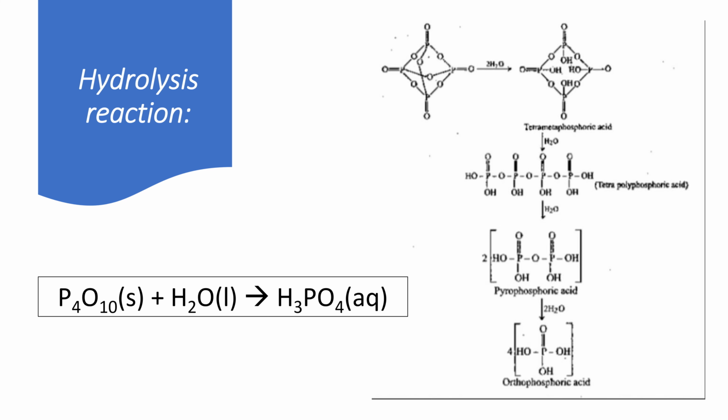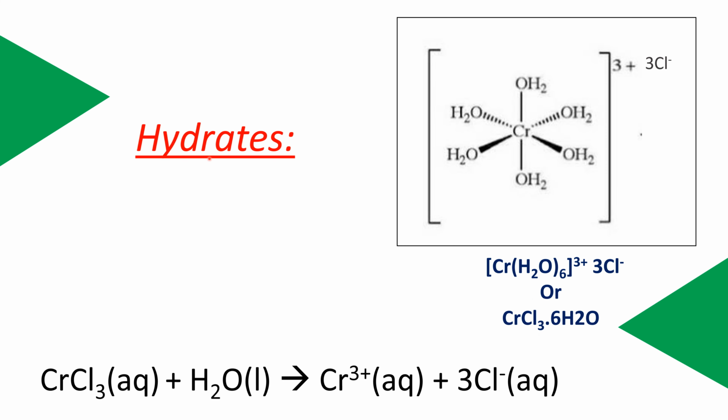Here, in this complex reaction, phosphorus pentoxide becomes phosphoric acid. Hydrates are another subject formed due to hydrogen bonding, which crystallizes the salt, that is, water molecules get attached to them. Let's take an example of chromium chloride as shown in the reaction written below, which reacts with water to form a positive chromium ion and three negative chlorine ions.